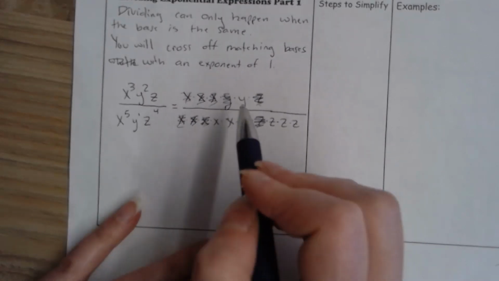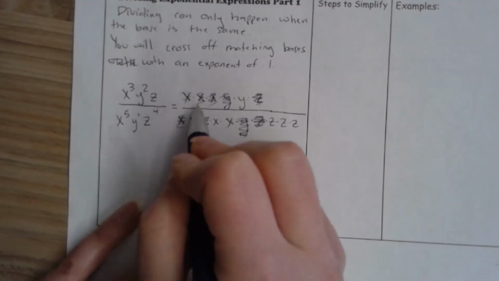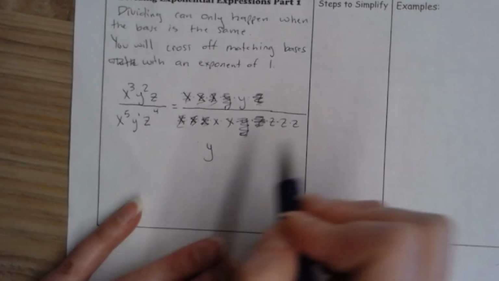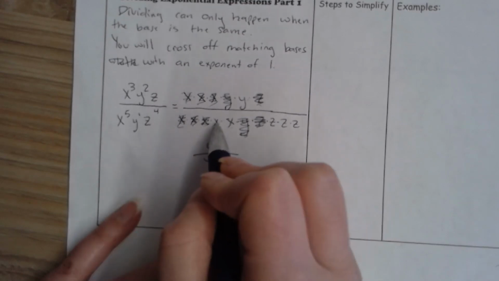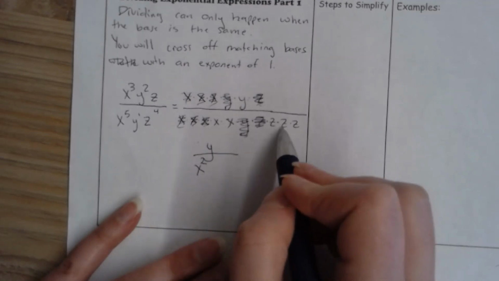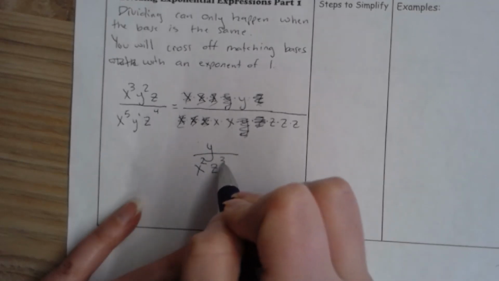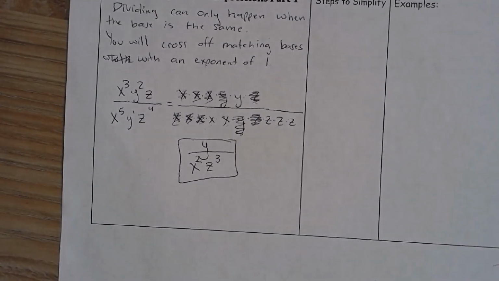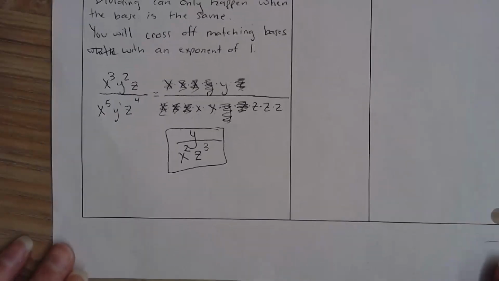So if you look at this, I have y left on top. Technically, these are all 1. So 1 times 1 times 1 times 1 times 1 times y. So you could put 1y or just y. I have 1 times x, so x squared times 1 times 1 times z times z times z, so times z cubed. So my answer is y over x squared z cubed. Okay, so that's what we're going to be doing.